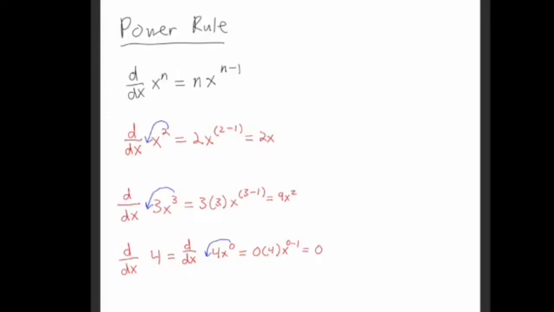So the first rule is the power rule. You pretty much just take the exponent, put it down as a coefficient, and subtract 1 from the exponent. So x squared becomes 2x, 3x cubed becomes 9x squared, and 4 is the same as 4 times x to the 0. Take the 0, put it in the front, 0 times anything is 0.